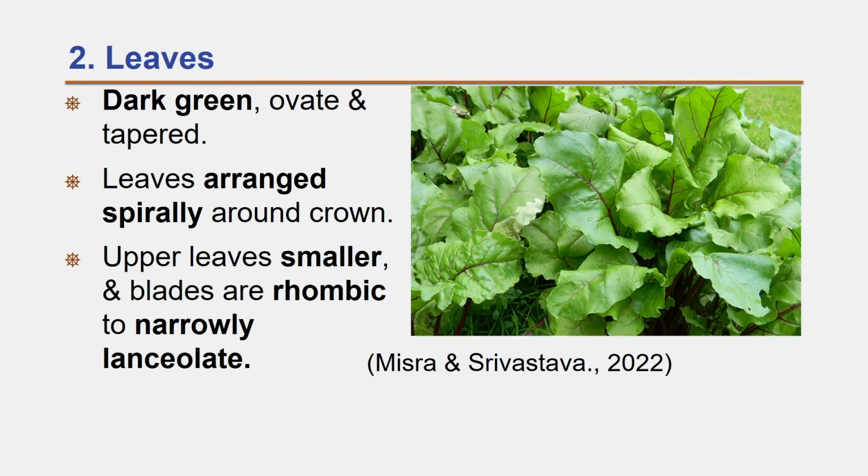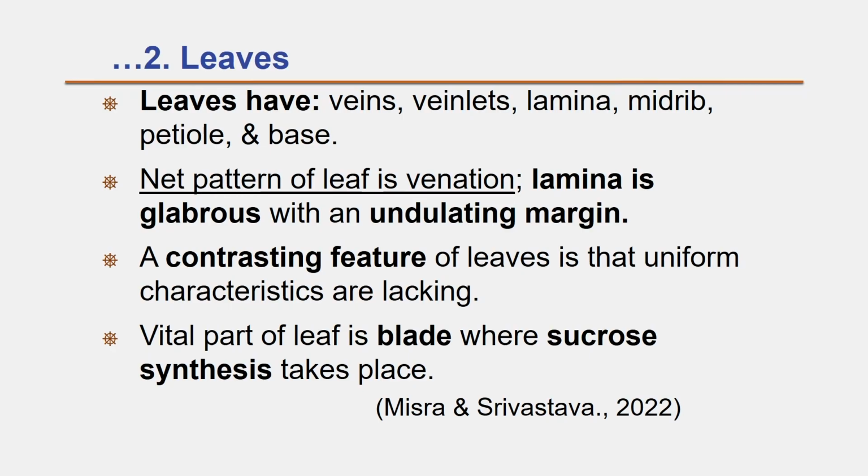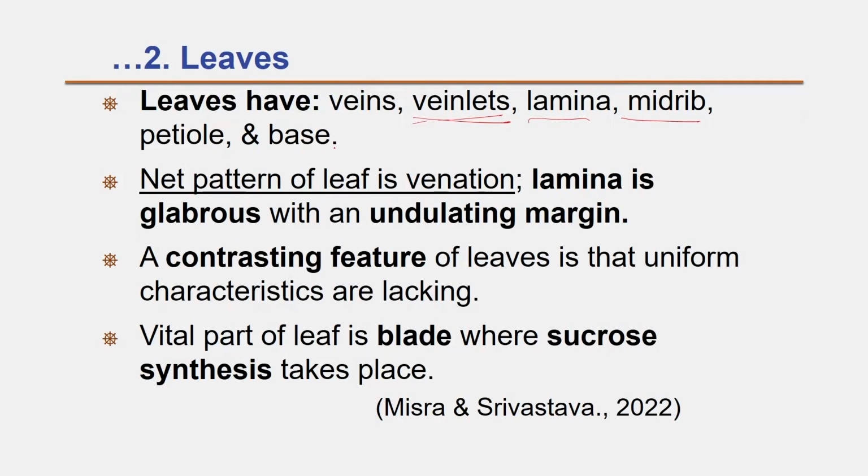Now see the morphology of the leaves. You are seeing the leaves on the right side. In this picture, they are dark green, ovate, and tapered. Leaves are arranged spirally around the crown. Upper leaves are smaller, and blades are rhombic to narrowly lanceolate. Leaves have veins and veinlets. Veinlets are the small veins which emerge from the main veins. The parts are lamina, midrib, petiole, and base. So the net pattern of the leaf is venation. The lamina is glabrous with an undulating margin.